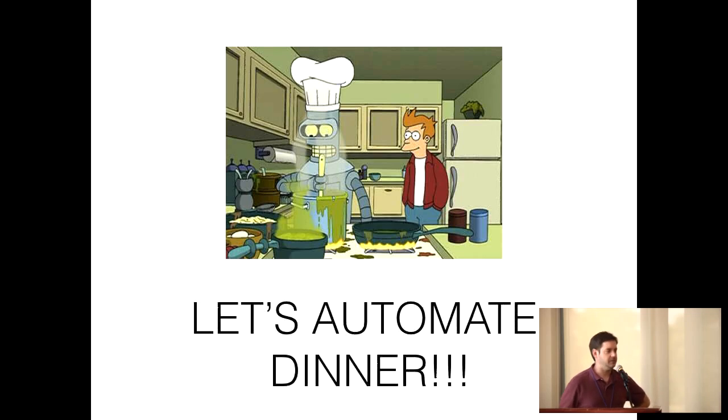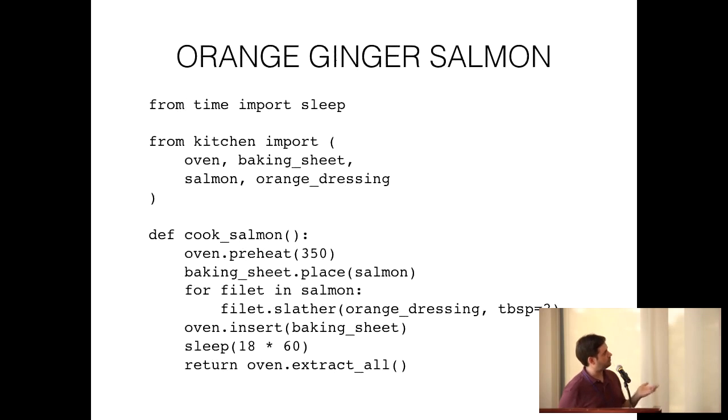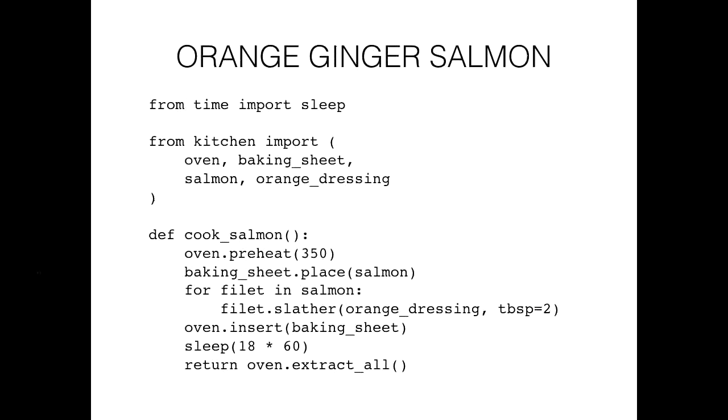But this is Python, so let's talk about automation and what would happen if we tried to automate dinner. I want to reimagine these recipes as if they were Python functions. So here's our orange ginger salmon. We need a sleep function from time, and from the kitchen module, we'll just import all the stuff, the food and tools we need, the oven, the baking sheet, the salmon, and the orange dressing. We have our cooked salmon routine. It preheats the oven. You see it sleeps for 18 minutes. And then at the end, it returns everything that was in the oven.